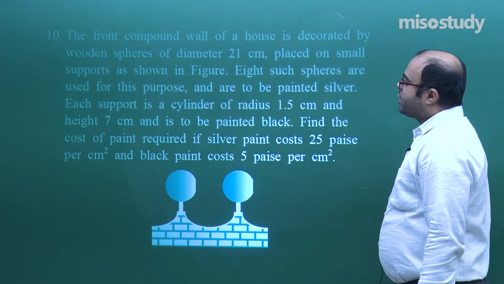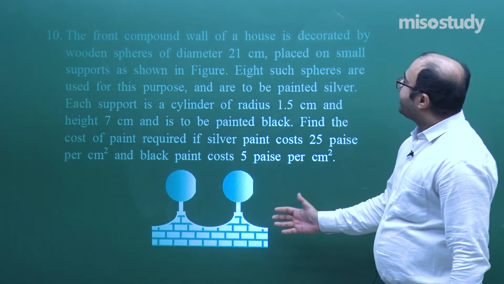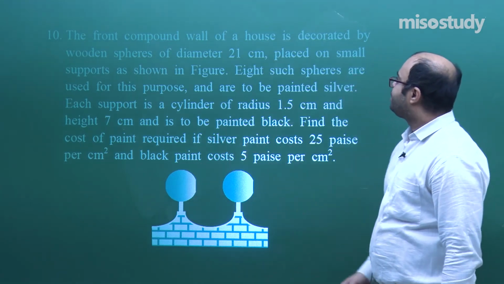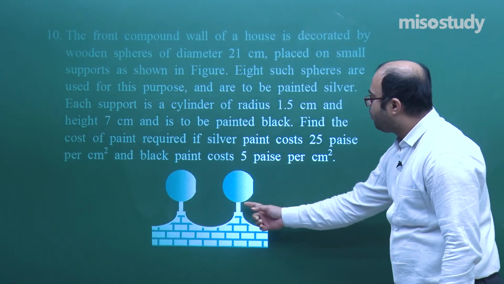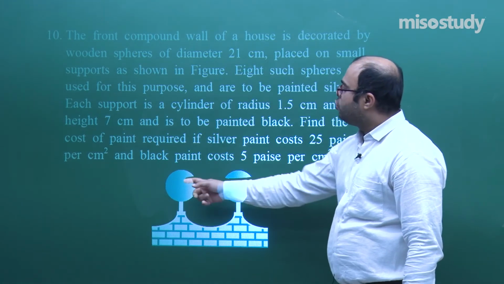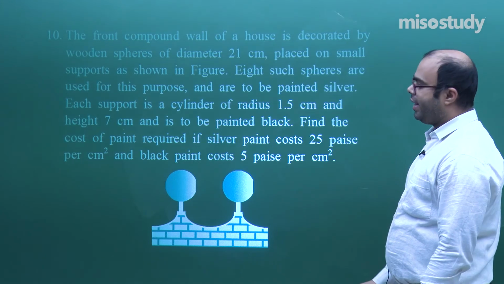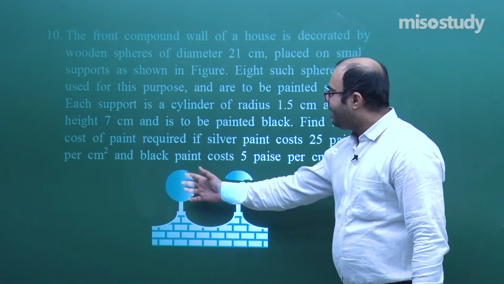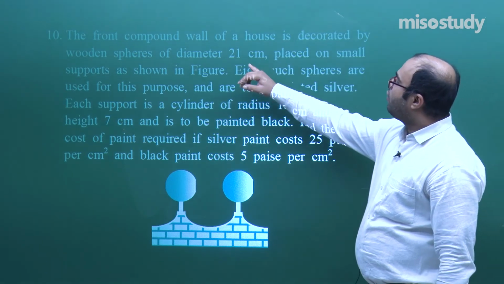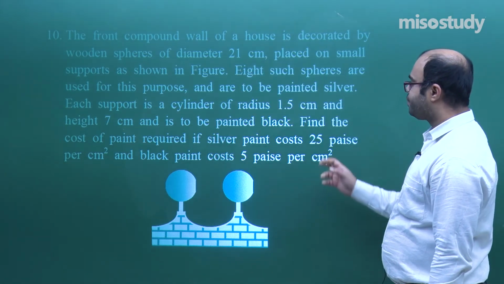It is also of 6 marks. The front compound wall of a house is decorated by wooden spheres of diameter 21 centimeter placed on small supports as shown in the figure. 8 such spheres are used for this purpose and are to be painted silver. So these spheres are 8 in number and they have to be painted silver, and the diameter of the sphere is 21 centimeter. So, radius is 21/2.